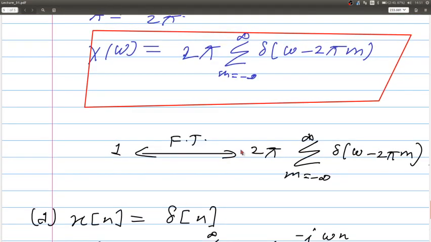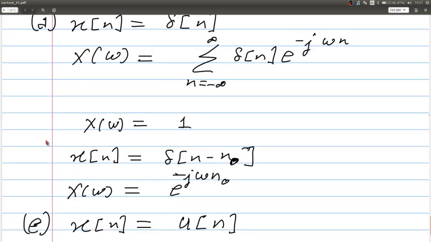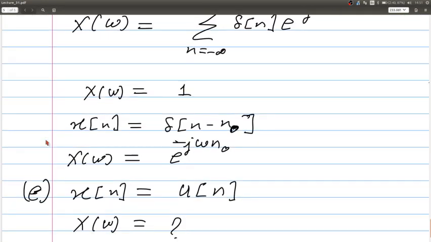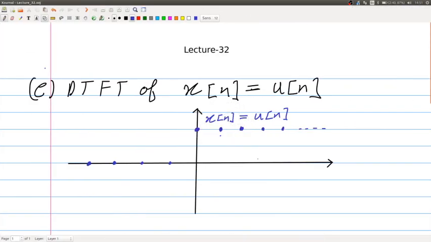I also showed you some of the computation plots for visualizing the phase and magnitude of X of omega, and then we also saw some more examples. Towards the end of the lecture, I had given you an assignment to derive the DTFT of u of n. So that is what we will be doing today. I hope many of you tried to derive it on your own.